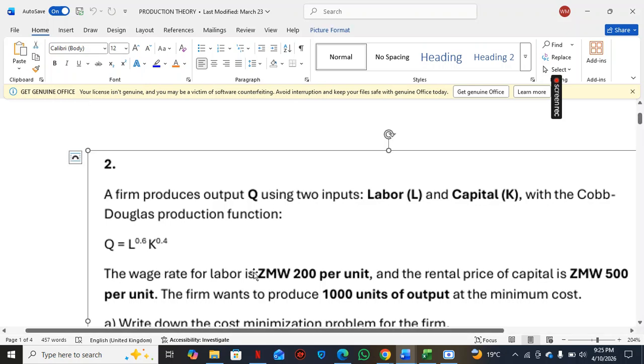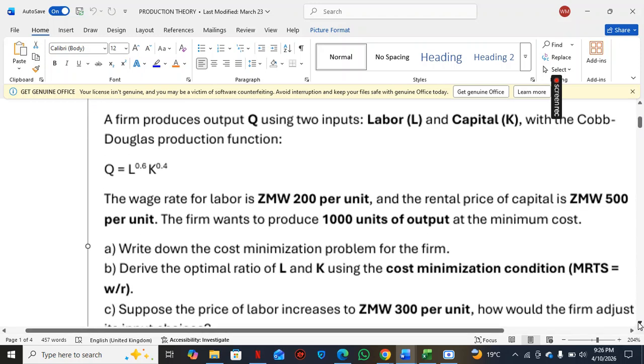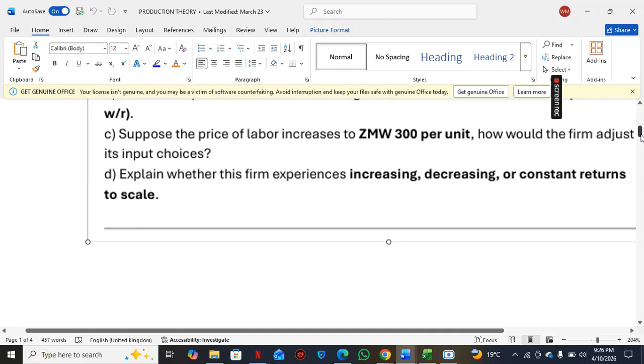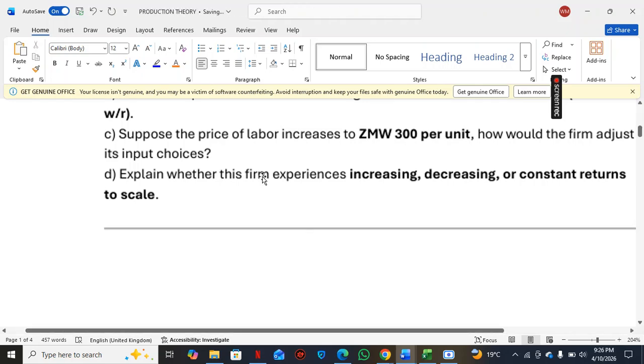The wage rate for labor is 200 kwacha per unit, and the rental price of capital is 500 kwacha per unit. The firm wants to produce 1,000 units of output at the minimum cost. As I said, in production theory you want to minimize costs and maximize output. The first question is: write down the cost minimization problem for the firm. Just remember this is the formula.